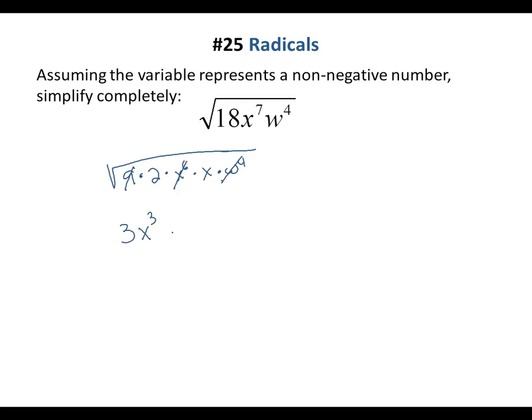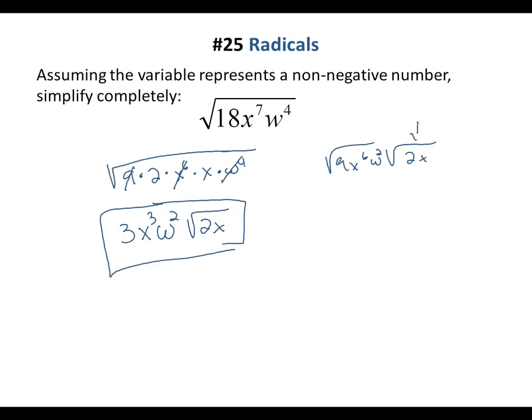I know I can't take the square root of 18, but I know there are some factors of 18 that I can, which is what? 9 and 2. So I would literally write it like this. X to the seventh is not the way I want it to be, so what should I break this into? X to the sixth and then the leftover one, because it's easy to take the square root of an even number exponent. And W to the fourth is already even.